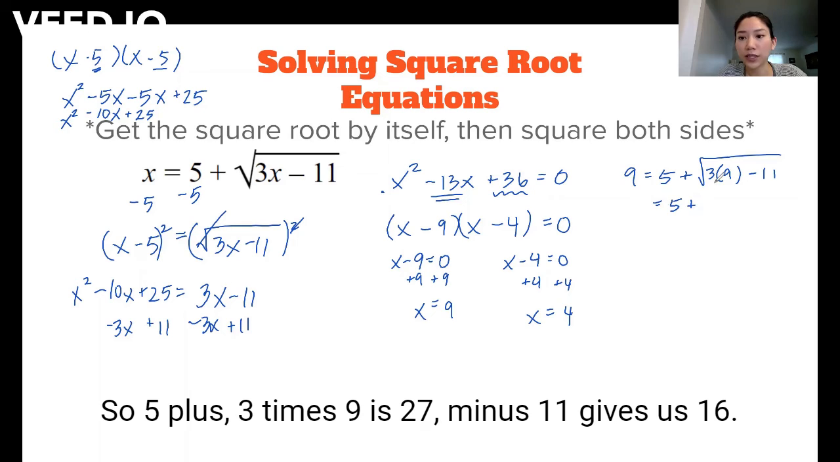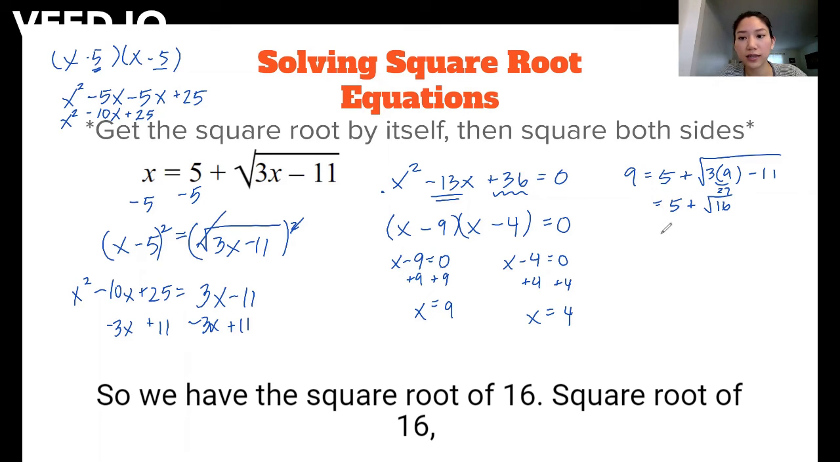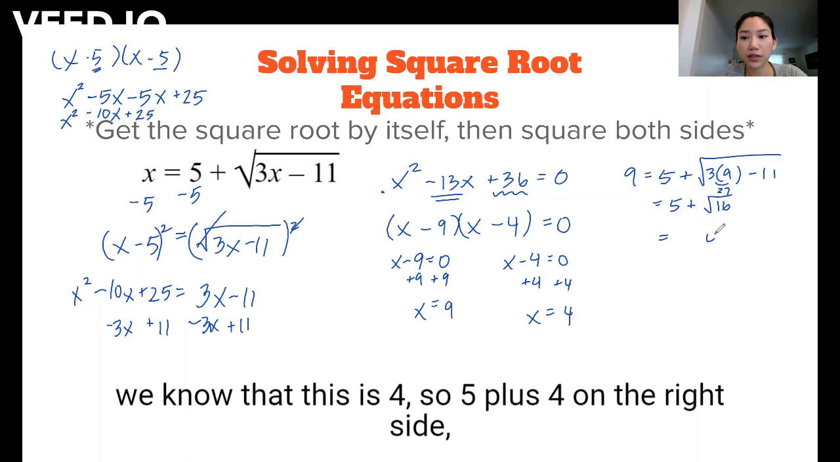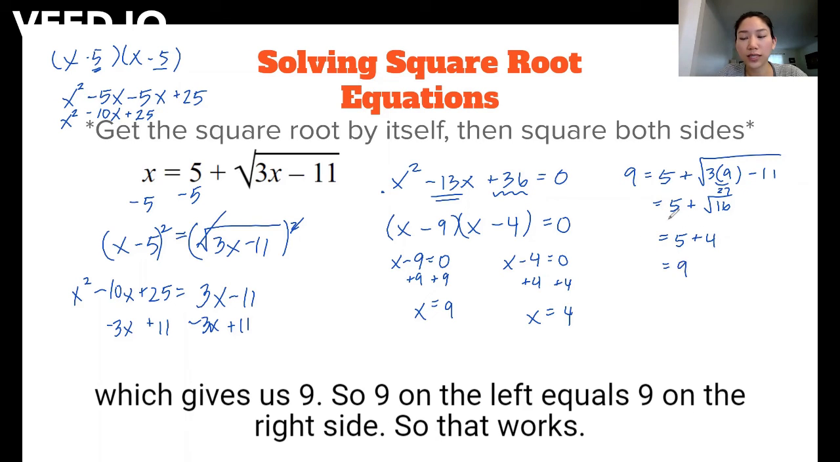So 3 times 9 is 27, minus 11 gives us 16. So we have the square root of 16. Because 16 is a perfect square, we know that the square root of 16 is 4. So 5 plus 4 on the right side gives us 9. So 9 on the left equals 9 on the right side, so that works.